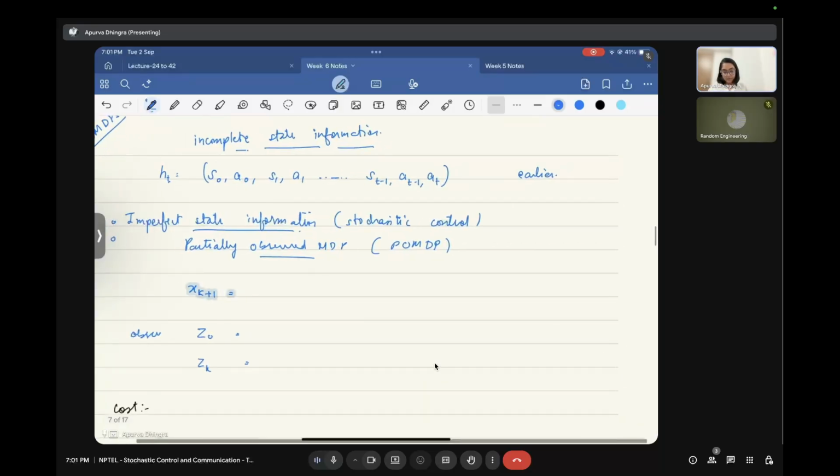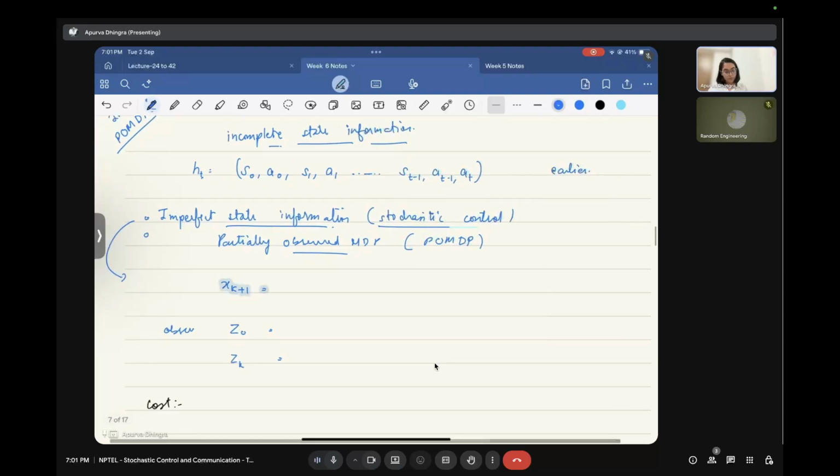So these types of problems in the control community are called imperfect information control problems, or imperfect state information. In the language of MDPs, these are called partially observed MDPs, because the state is not completely observed.